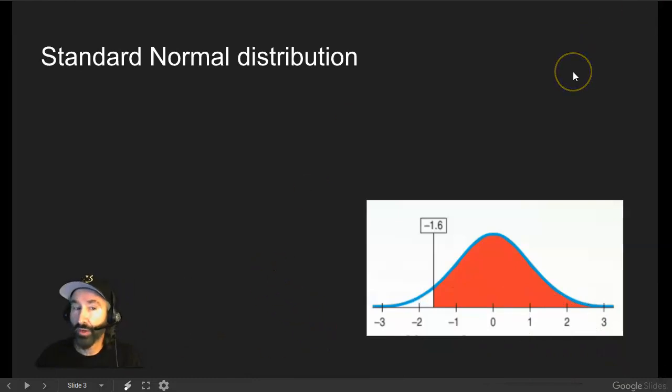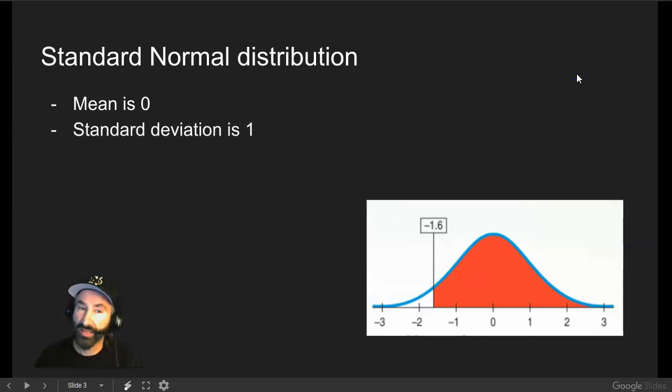Okay, so next thing is the idea of a standard normal distribution. Now, you would think a normal distribution would be enough, but no, we need a standard normal distribution. Let's take a look at the characteristics of a standard normal distribution. First, every standard normal distribution has a mean that is 0. And every standard normal distribution has a standard deviation that is 1. And in fact, this picture down here in the lower right corner is an example of a standard normal distribution.